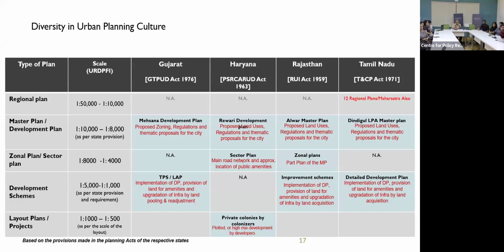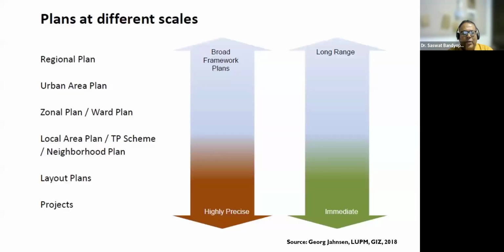We picked up some states, some of the smaller development plans and smaller towns, looking at the scale and comparing their content, and we realized they are so diverse. For example, what you understand as a regional plan in Maharashtra versus what you understand in Gujarat, or a master plan in Delhi versus Bhopal, they are very, very different.